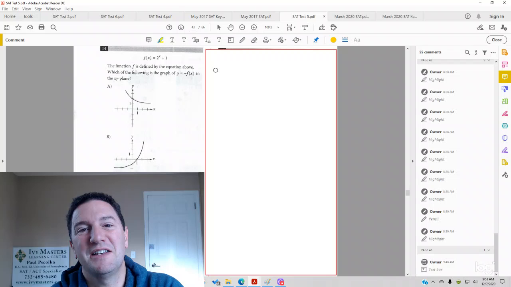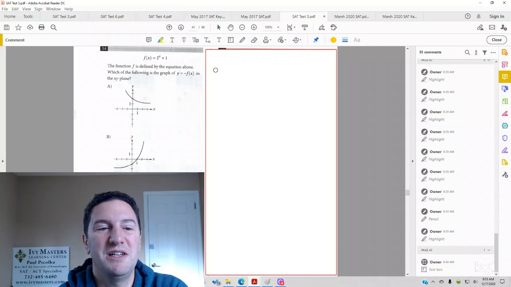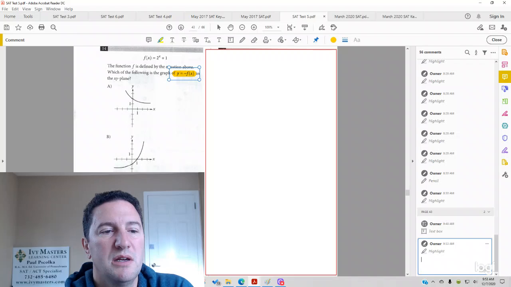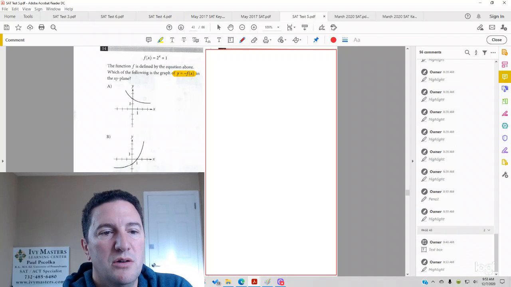And today we're going to look at Test 5, Section 3, number 14, which reads, the function f is defined by the equation above. Which of the following is the graph of y equals negative f of x in the xy plane? So, you have the original equation here.